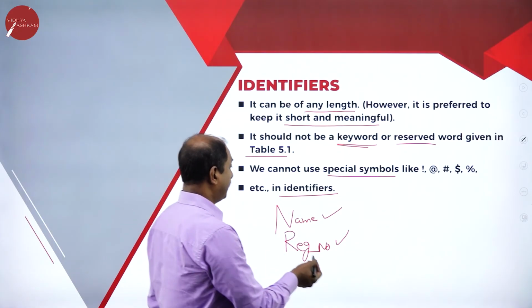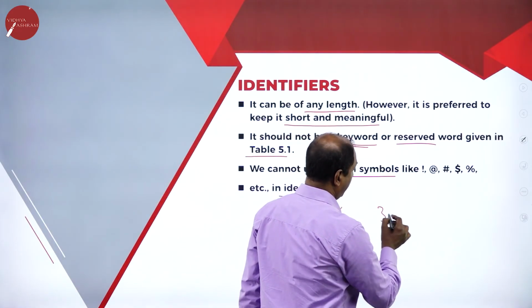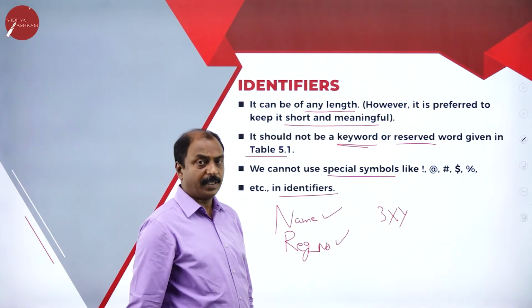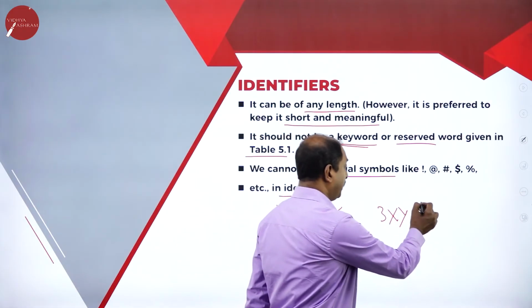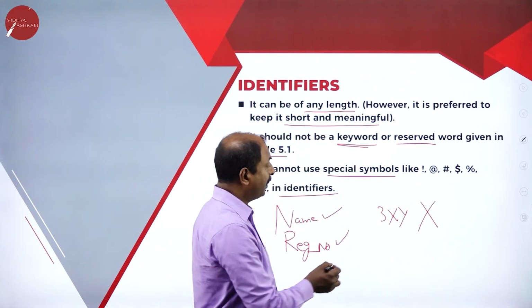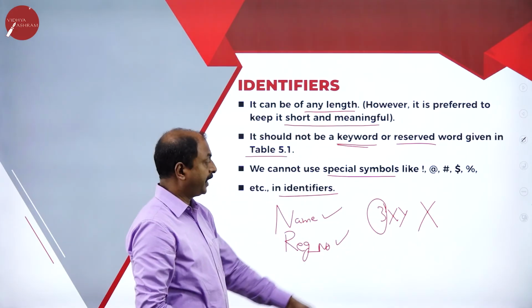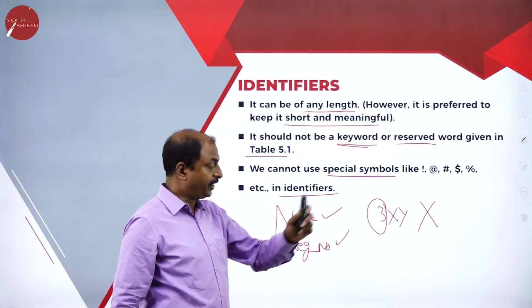Suppose I want to write something like this. If I say 3 X, Y. So this cannot be an identifier because it is an invalid identifier, because an identifier must not start with a digit. This is an example for an invalid identifier.